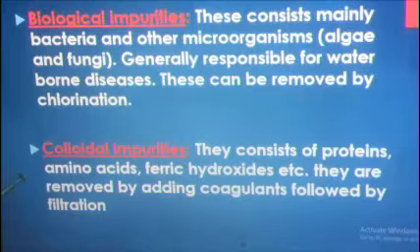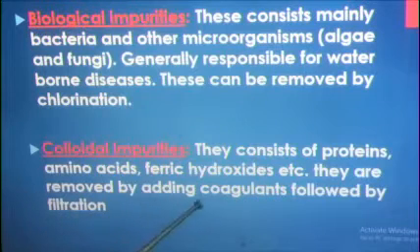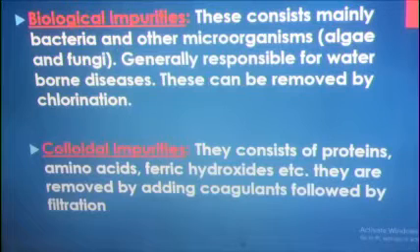Now the last type of impurity is the colloidal impurities. Colloidal impurities consist of proteins, amino acids, ferric hydroxides, etc., and they can be removed by adding coagulants. Coagulants are substances which are added to precipitate the colloidal particles in a solution. By adding coagulants, the colloidal particles get converted to the corresponding precipitates and they can be removed by filtration. So these are the various types of impurities present in water.